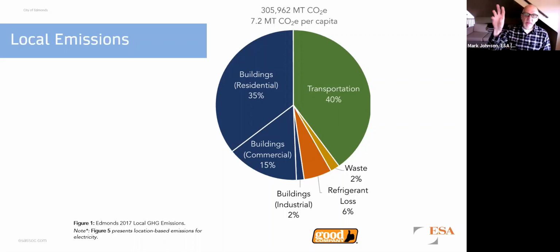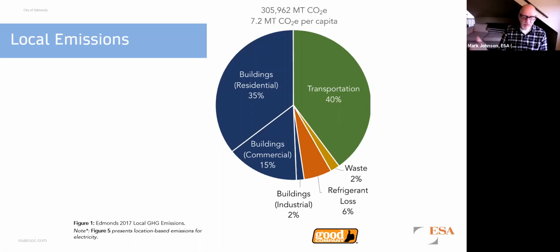And as you can see from this pie chart, of the emissions in 2017 that we were looking at, about 52% was from energy associated with buildings, and about 40% was related to transportation. And then there also are some components relating to waste and refrigerant loss. What this also shows is that there was about 7.2 metric tons of carbon dioxide equivalent per capita.